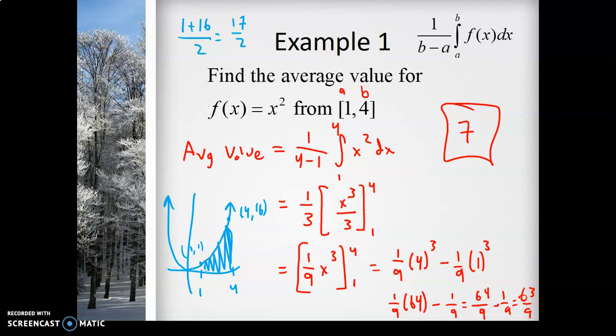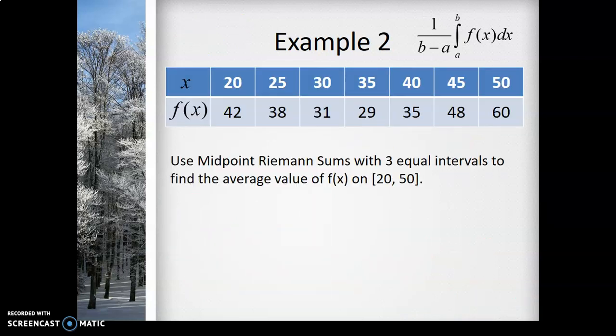You don't have to do any of this picture to find the answer. Just use the formula. I'm just trying to explain what's going on. All right, let's do one more example using Riemann sums. So I want to use a midpoint Riemann sum with 3 equal intervals to find the average value of f of x from 20 to 50.